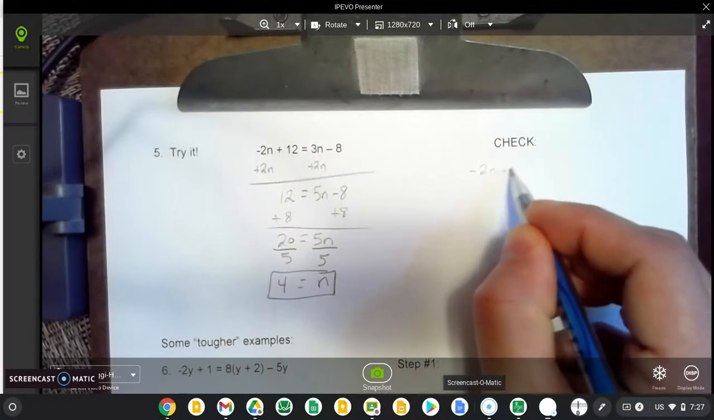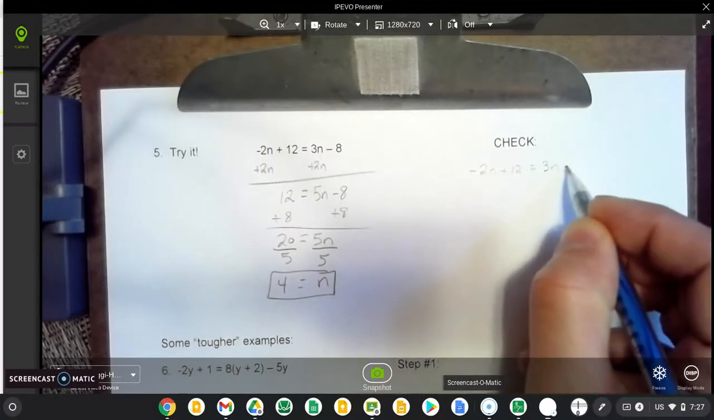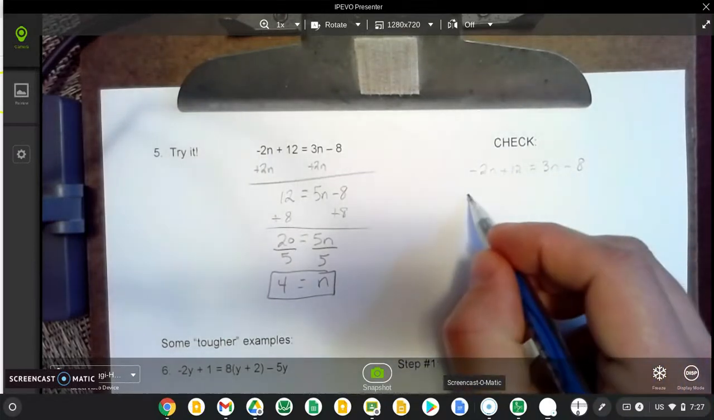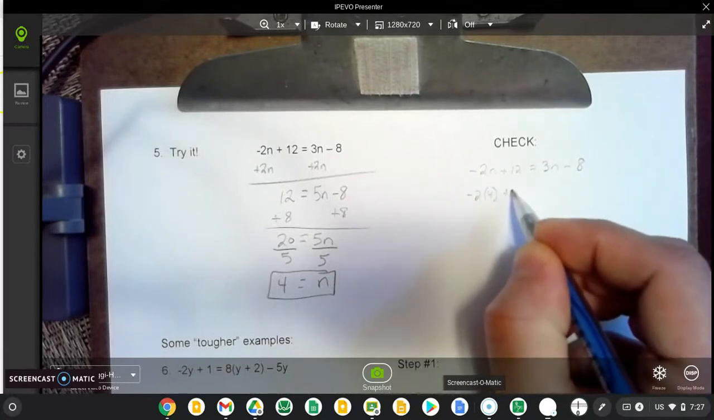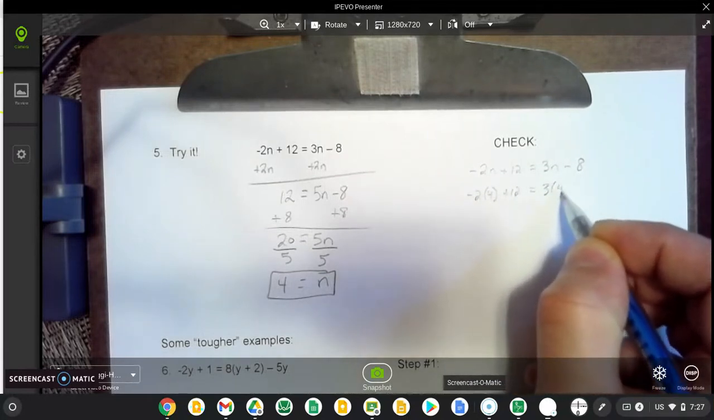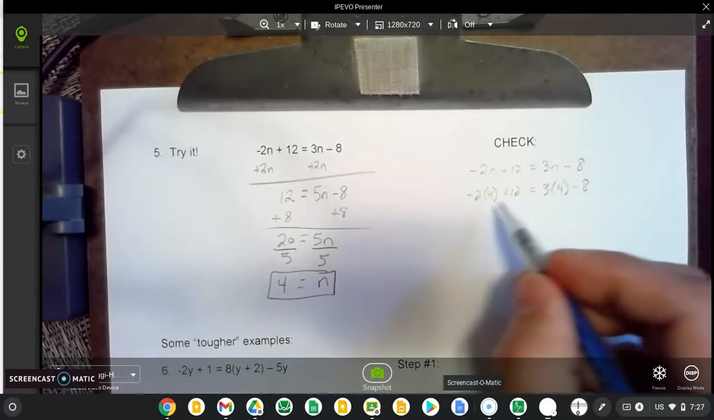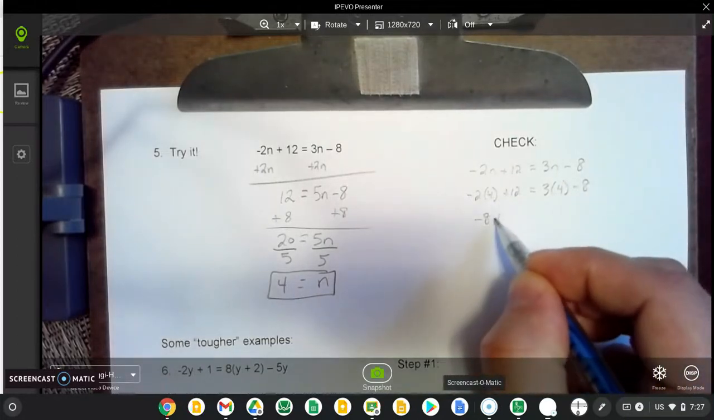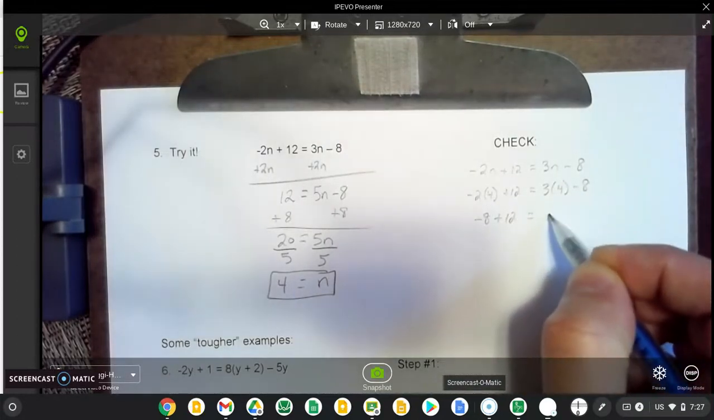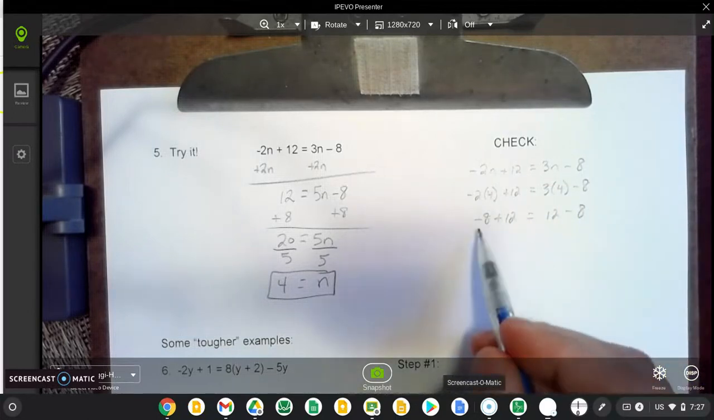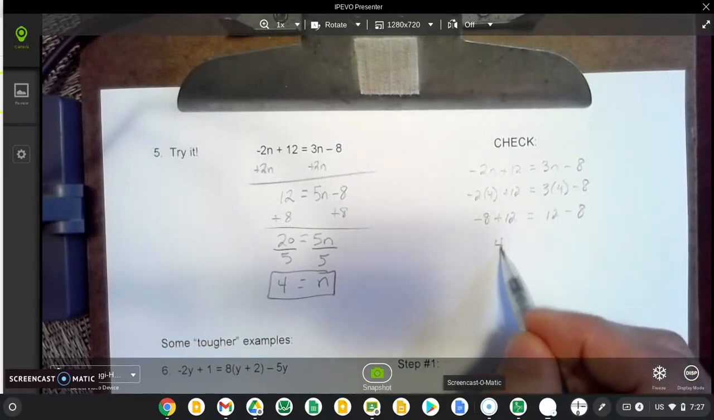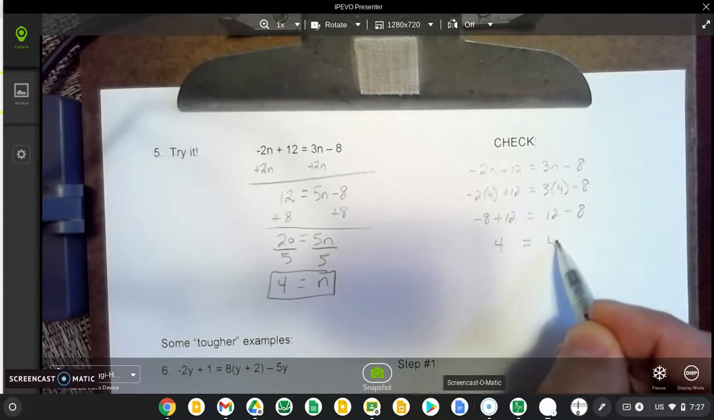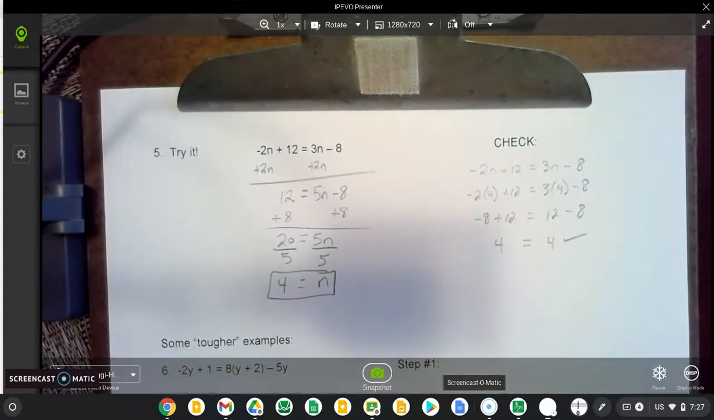Negative 2n plus 12 equals 3n minus 8. Negative 2 times 4 plus 12 equals 3 times 4 minus 8. Negative 2 times 4 is negative 8, and 3 times 4 is 12. Negative 8 plus 12 is equal to 4, and 12 minus 8 is equal to 4. 4 equals 4, and so I know that my answer here is correct.